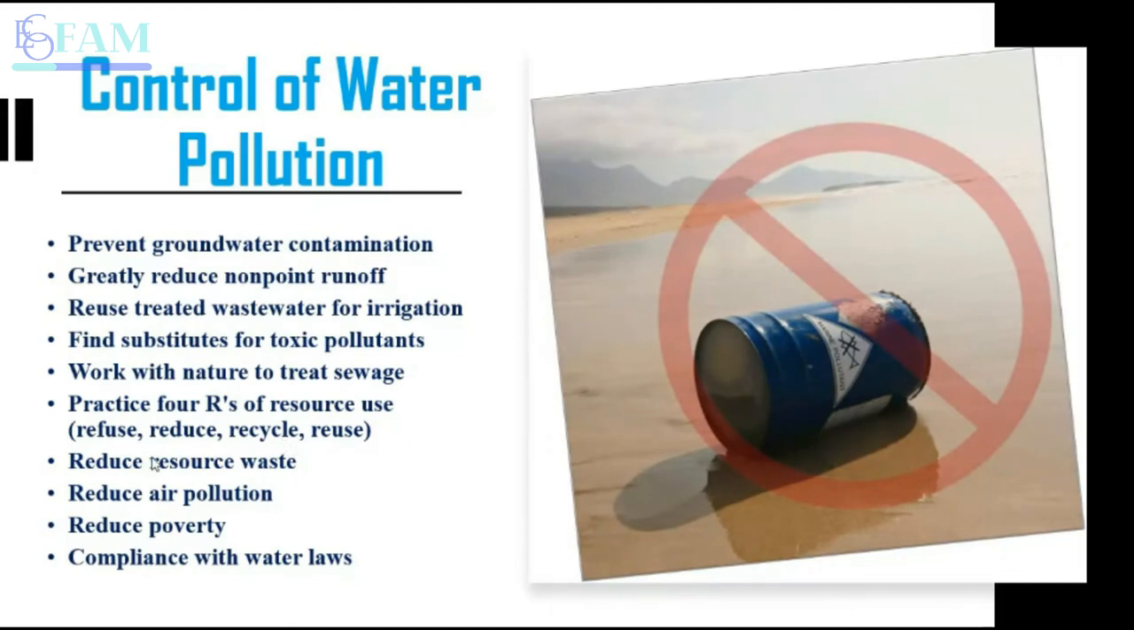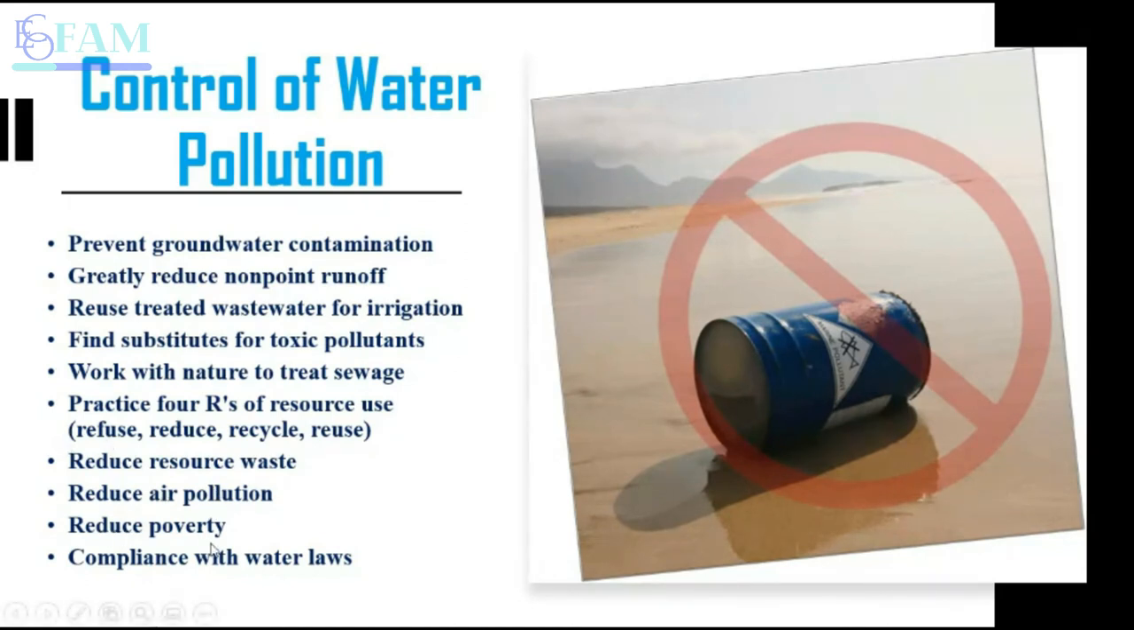Reduce resource waste, reduce air pollution. How is air pollution related to water pollution? If some pollutants increase in the air, like lead, nitrate, and sulfate, they find their way into the water bodies through rainwater. So if we reduce such pollutants in the air, we can also reduce water pollution.